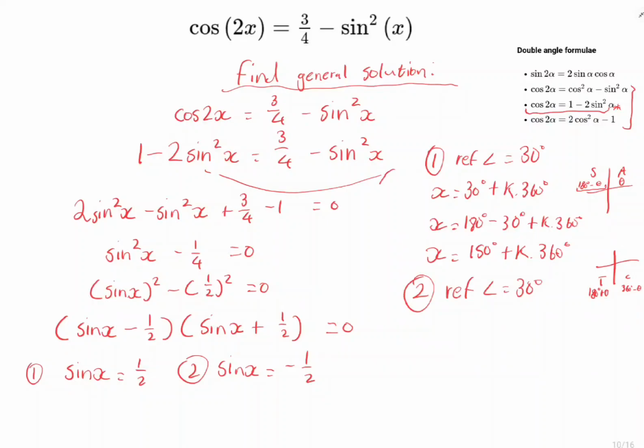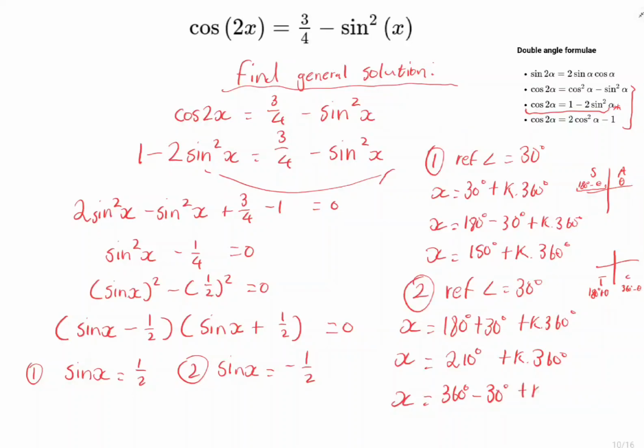So let's work with the 180 degrees plus first. So it's 180 degrees plus the reference angle of 30 degrees plus k dot 360 degrees, which is equal to 210 plus k dot 360 degrees. And then the second solution is 360 degrees minus 30 degrees plus k dot 360 degrees. X is equal to 330 plus k dot 360 degrees, right? So these are your answers.